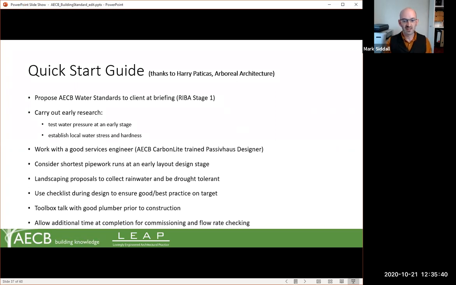Working with a good services engineer or AECB Carbon Light trained Passivhaus designer is very useful in terms of thinking about those dead leg designs and getting the services designed properly. Making sure that the pipe runs are as short as possible will influence room layouts and the relationships between your hot water storage and the rooms that are demanding it. And that's often overlooked in a lot of dwellings. So think about that at an early stage.